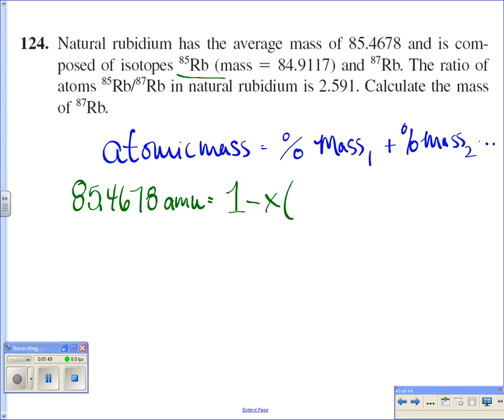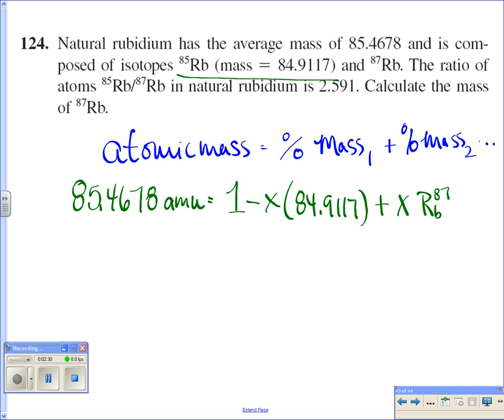And I know its mass. It gives it to me right here: 84.9117. Then if this is 1 minus x, I'm going to make the rubidium-87 x. But the problem is I have another variable now, because I don't know rubidium-87's actual mass. It's somewhere close to 87. I could plug that in and probably go with it, but it wants the number, so I'm going to put down rubidium-87's mass as my variable. So now I have two variables.